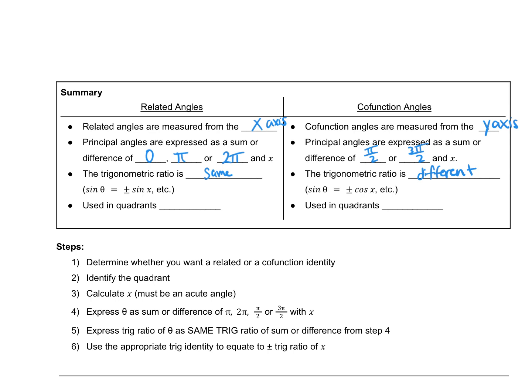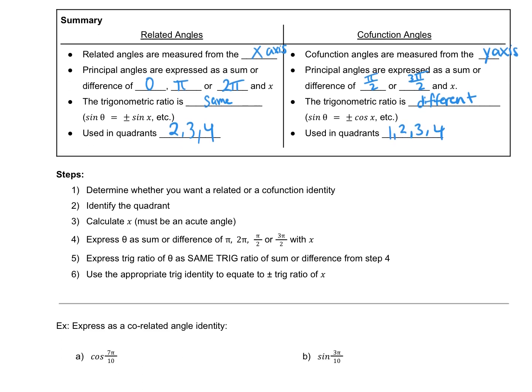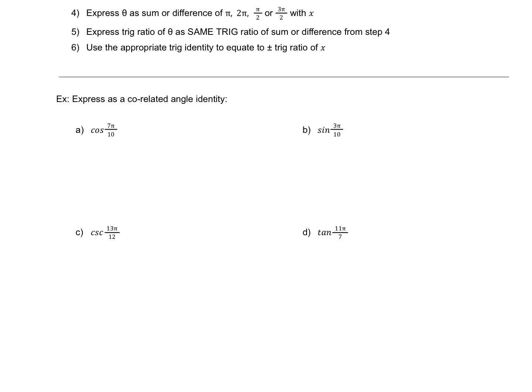And finally, what quadrants are these identities in? So for the related angle identities, we use them in quadrants 2, 3, 4 because everything is with reference to that quadrant 1 ratio, whereas the cofunction can be in all quadrants. So let's try out an example. Express each of the following as correlated angle identities.